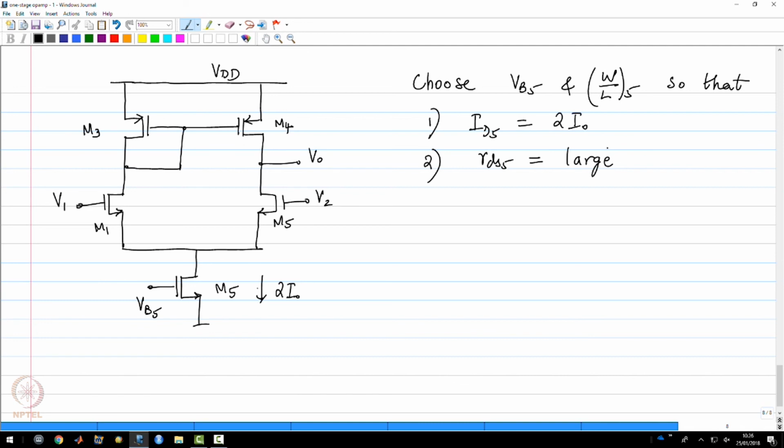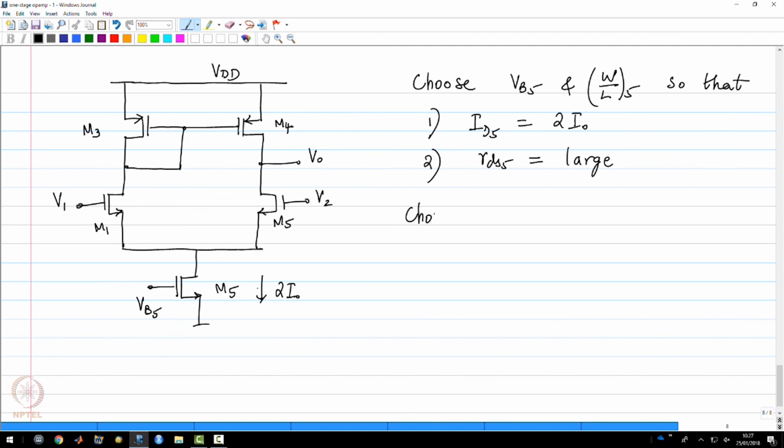There is one more condition that needs to be applied, because clearly you have three variables, VB5, W5 and L5. There are three independent variables that can be chosen. We will study the third condition when we look at this op-amp in a little bit more detail. But these are the two conditions as of now.